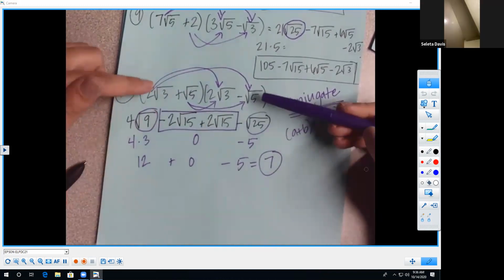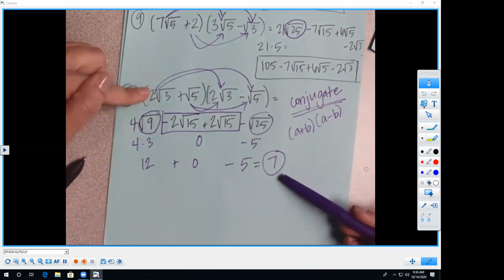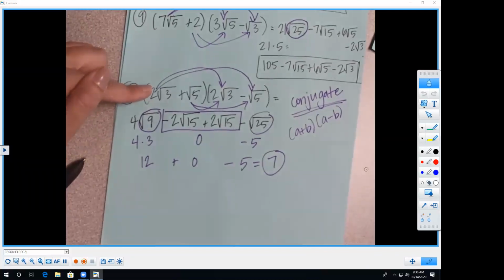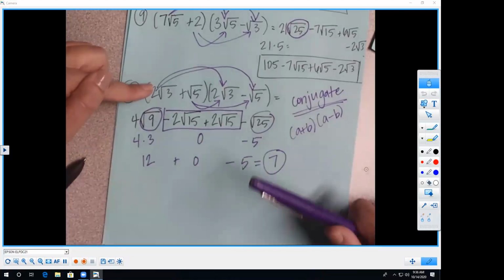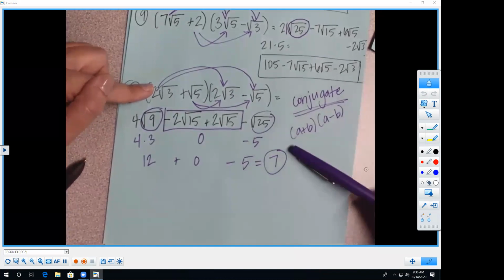Didn't I start off with ugly stuff in this problem, all these radicals? And look how nice it got. I got rid of all the radicals. So next time we are going to use the conjugate to get rid of radicals. That's our whole goal next time: when we're dividing, we're not allowed to have radicals in the denominator. So we're going to get rid of them by using the conjugate.